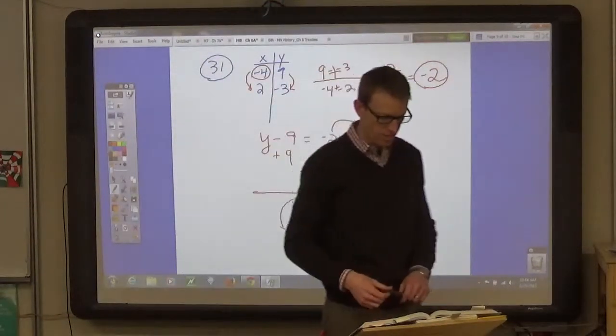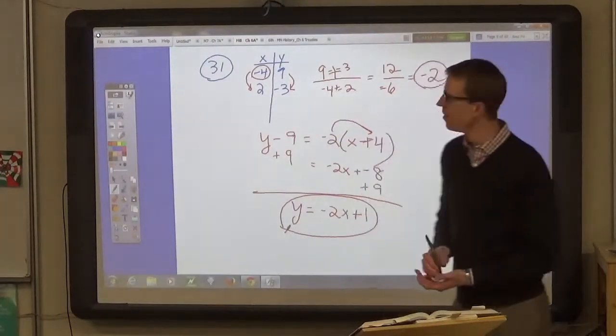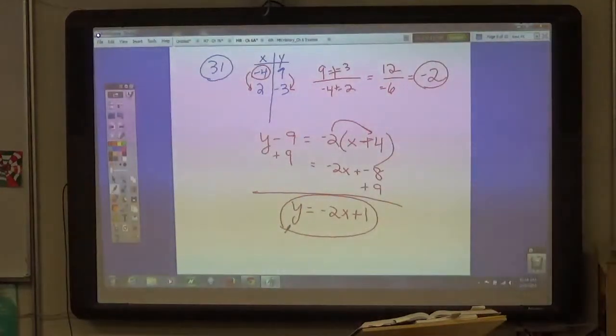Any questions? Any questions on those? All right, those are some extra sample problems from lesson 6.5 using the point-slope formula.